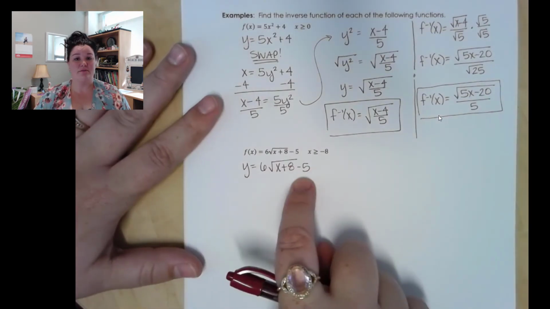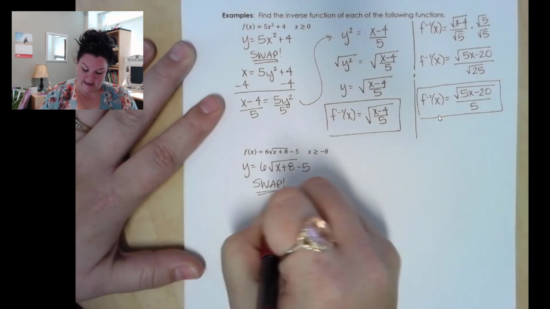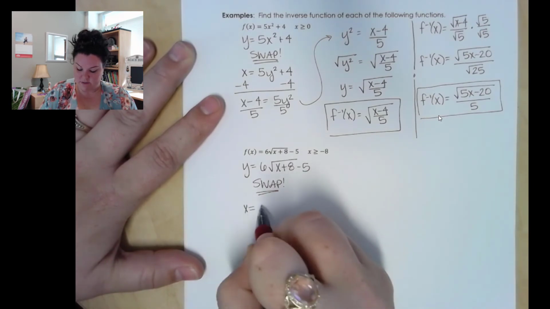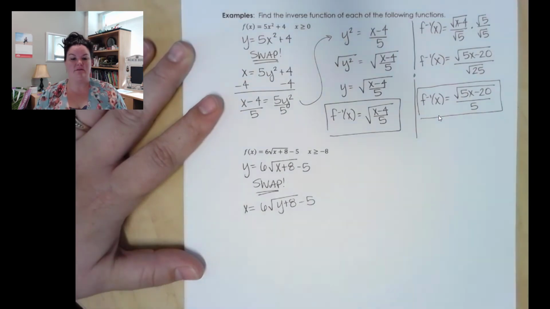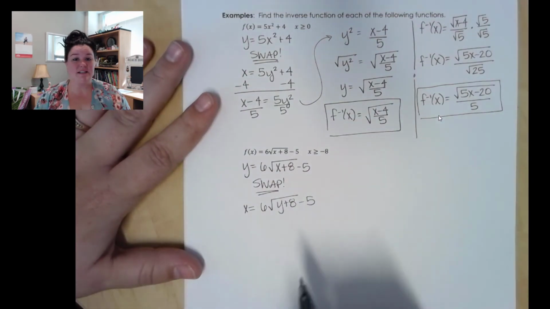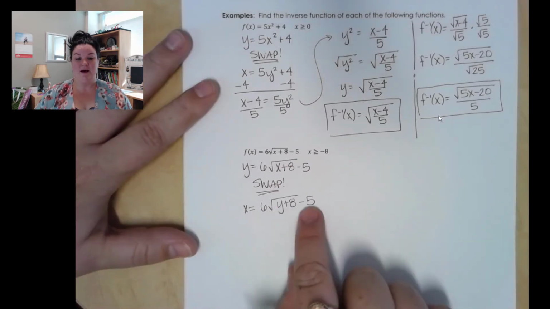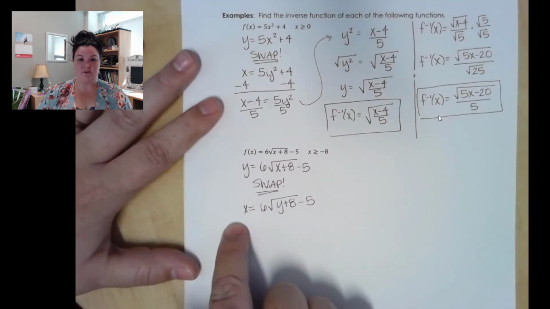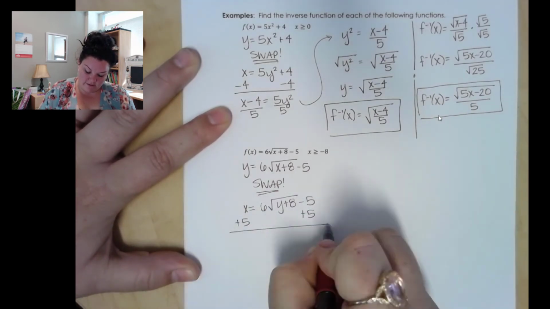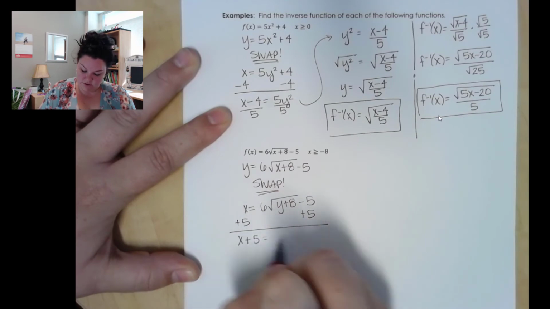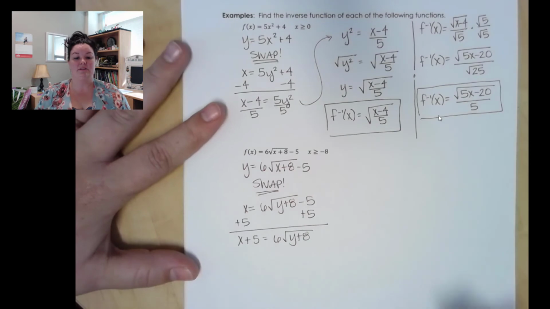Now that I have it out of function notation, I go ahead and swap. I swap all my x's with all my y's. So I have x is equal to 6 times the square root of y plus 8 minus 5. Now I just need to resolve it for y, and that will give me my inverse function. So I'm going to take my constant term and move it to the other side, and I do that by adding. So I have x plus 5 is now equal to 6 times the square root of y plus 8. And I'm solving for y.